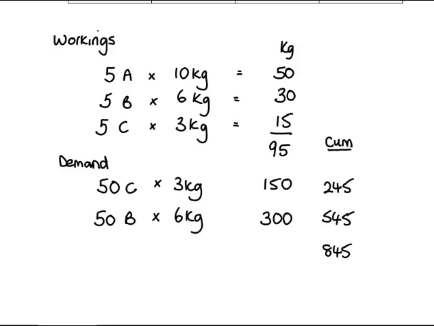To make all 50 units of A is going to take us 500 kilograms, so we can't make all of them. So what we're going to have to do is work backwards and say, well, how many can we actually make with 300 kilograms of product? Now they take 10 kilograms each, which means that we can actually make 30 units of product A. And that means that we've now used up all of the 845 kilograms.